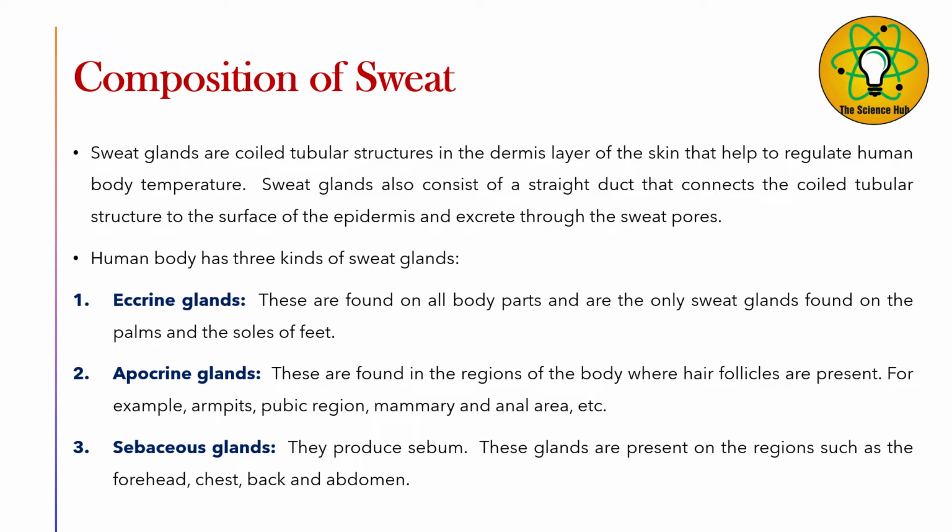Eccrine, it is found in all body parts and it is the only sweat gland that is found in the palm and the soles of feet. Apocrine, they are found in the regions of the body where the hair follicles are present, that is armpit, pubic region, mammary and anal area. Sebaceous, they produce sebum. These glands are present on regions such as forehead, chest, back and abdomen.